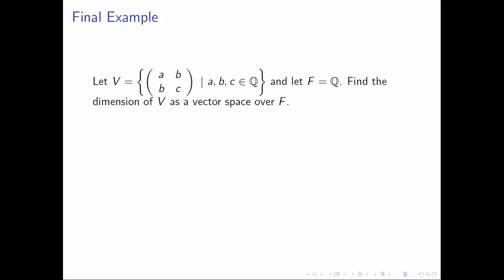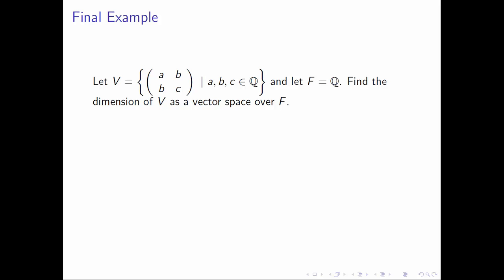So here, let V be the set of matrices with rational entries that have this particular form: A, B, B, C. So we have this matching diagonal, not the main diagonal, but the opposite diagonal. And all we require is that A, B, and C are rational, and let F be the rational numbers. So here are 2 by 2 matrices over the rational numbers. Let's find the dimension of this vector space V as a vector space over F.